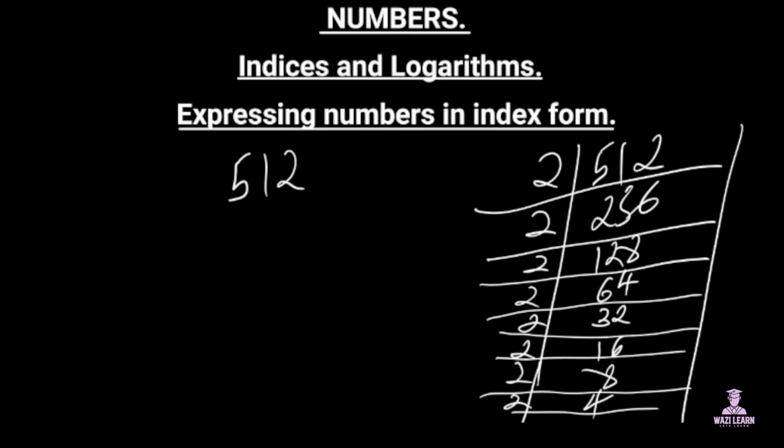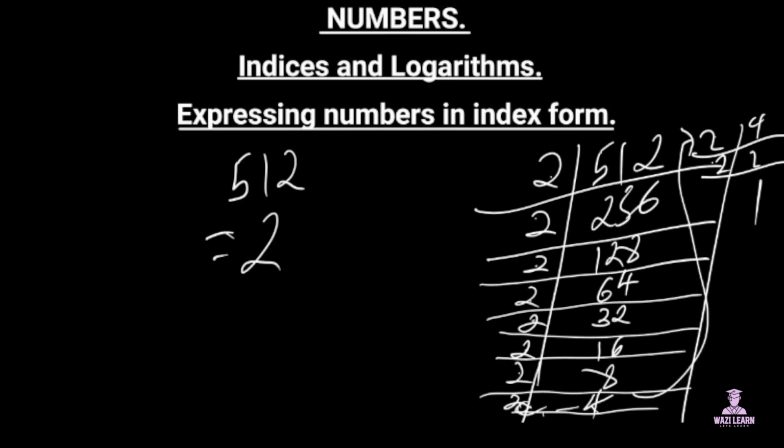Then 2 divided by 2 is 1. So we'll have 1, 2, 3, 4, 5, 6, 7, 8, 9. It is 9. So 512 is 2 raised to 9. So to get 512, you will multiply the base by itself 9 times. So this one is 512 expressed in index form.